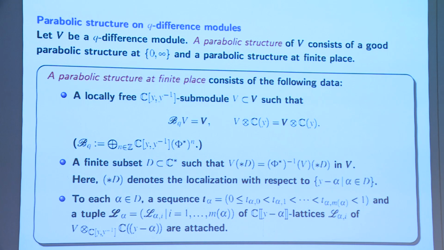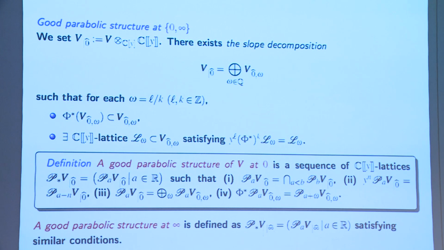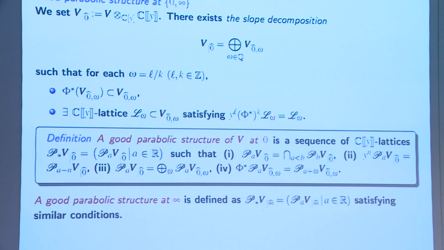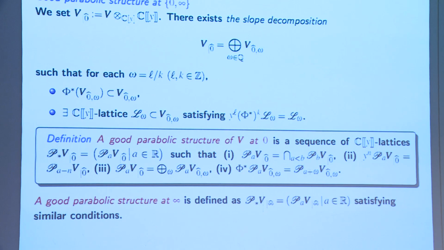Parabolic structure at 0. We take the formal completion at 0 of the difference module. By a classical result, it is well known there exists a decomposition called the slope decomposition, indexed by rational numbers, such that it is preserved by the Q difference operators, and each direct summand has a lattice satisfying, if omega is expressed as L over K, then phi star K L omega equals L omega. So this is an analog of the Turrittin-Levelt theorem in the context of Q difference modules.